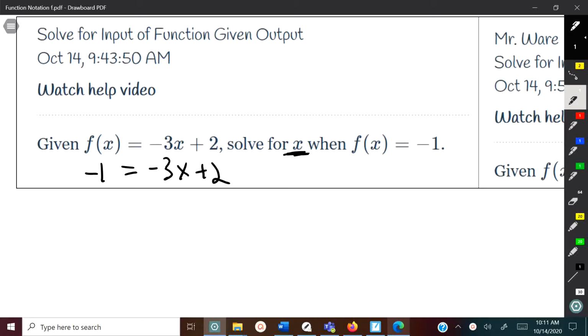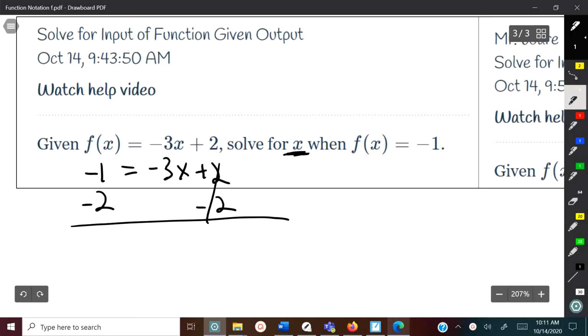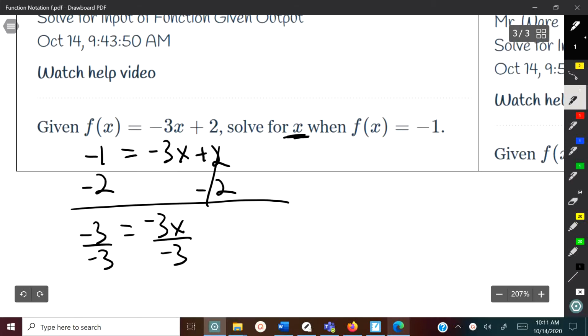And then you solve it like a regular equation. Subtract 2 on both sides. 2's cancel out. Negative 1 minus 2 is negative 3. It's equal to negative 3x. Then divide by negative 3. This will cancel out, leaving x. Negative divided by negative is a positive. 3 divided by 3 is 1.